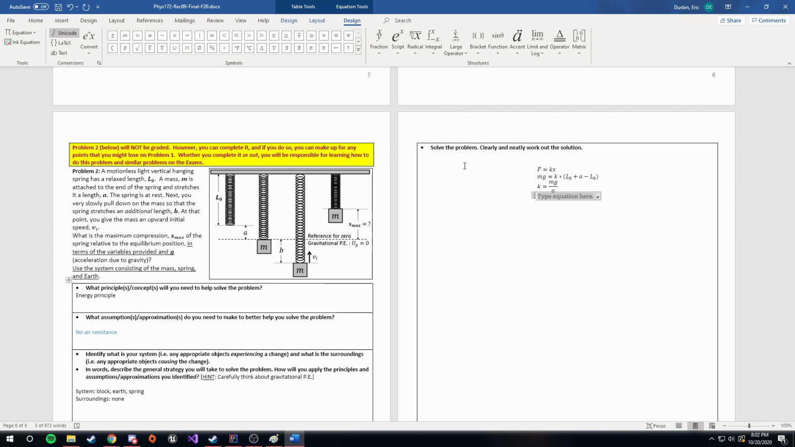What is the maximum compression of the spring? Oh, use the system consisting of the mass, spring and Earth. Right. So, you know, if I had read the problem, I would have... See, if you read the problem. Yeah, if I had read the problem, I would have... That's really biting me in the butt. Immediately after I said that.